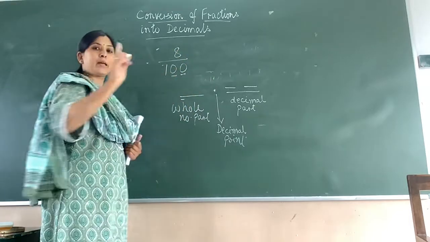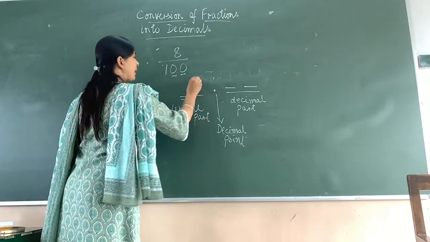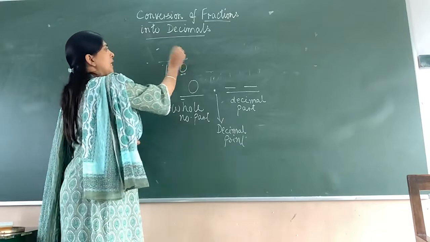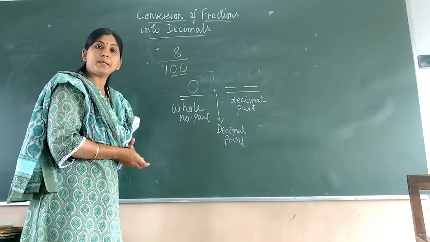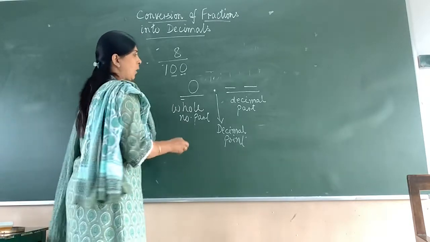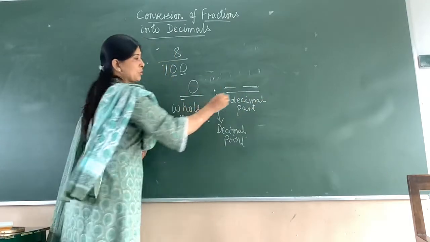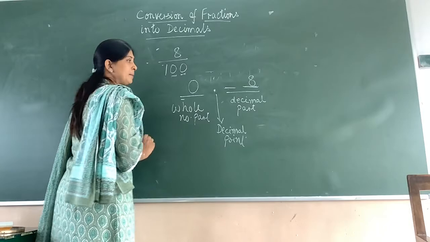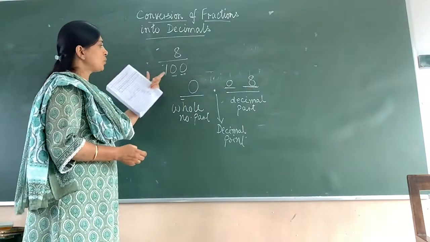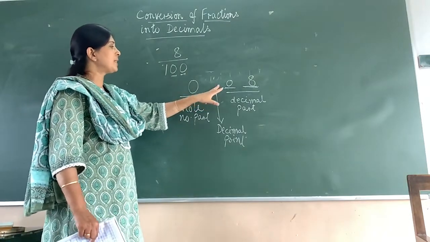Now 8 over 100, again it is a proper fraction. It is less than 1. So in the whole number part, what will come? 0. Now 0 point. Now see, what is the numerator? Numerator is 8. So how will we write? Where will we write 8? Now see, there will be 2 digits after the decimal. So 8 we will write here on the right hand side and 0 will come here. So 8 over 100, how can it be written in decimal form? 0.08.